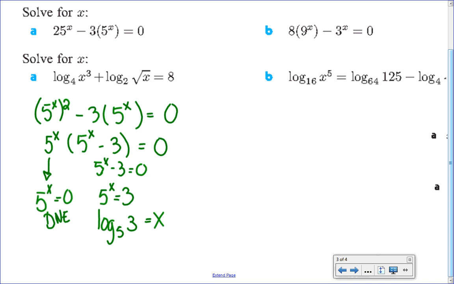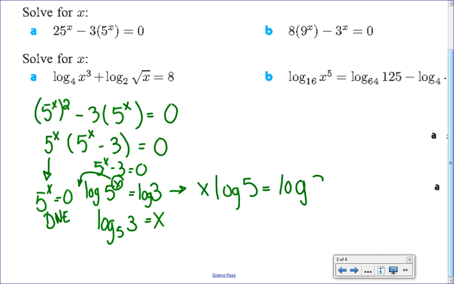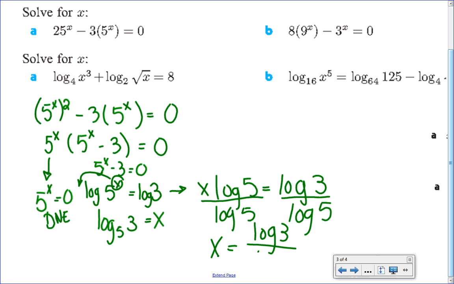Or we could take the log of both sides. So in this previous step here, we've got 5 to the x equals 3, right? We can take a log of any base, so we could use log base 10 of both sides. Then remember, we can bring down our exponent as a coefficient. So that's going to go to x times log of 5 equals log of 3, right? And then we can divide both sides. So we're dividing by log of 5, dividing by log of 5. Okay, so x is going to be equal to log of 3 over log of 5.